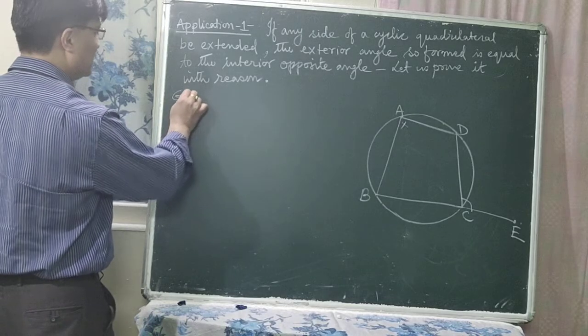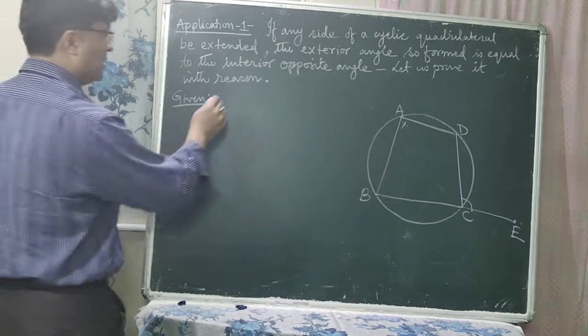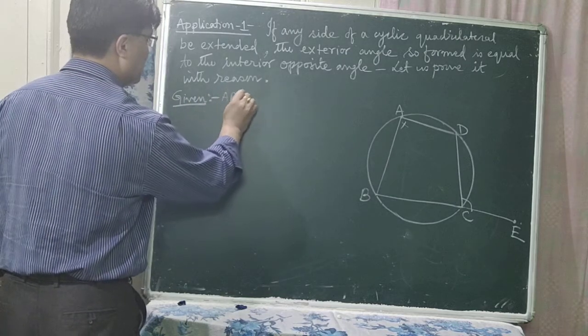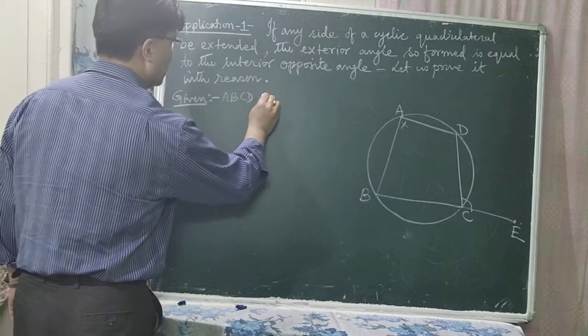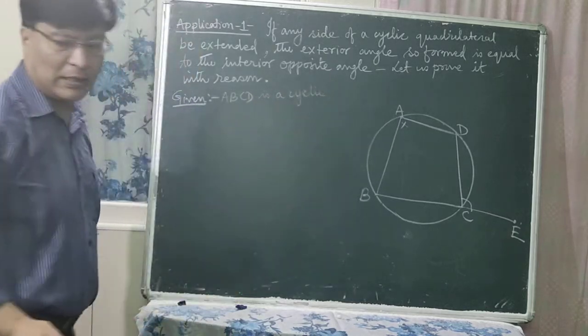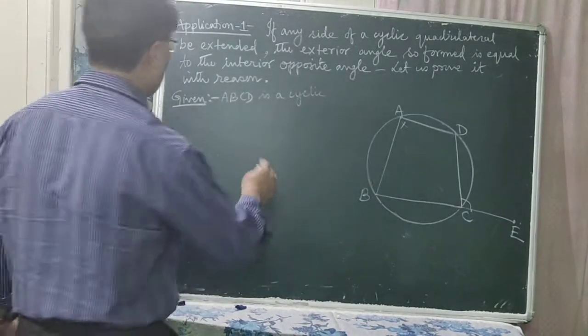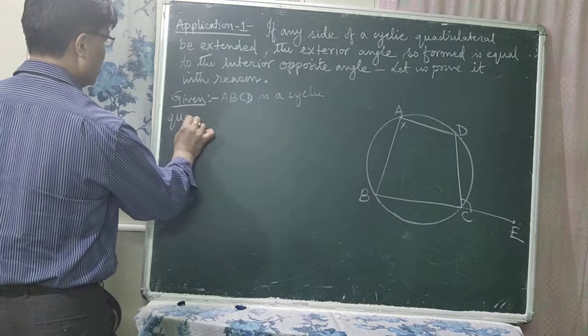Given here is, so what is the given part? ABCD is a cyclic quadrilateral.